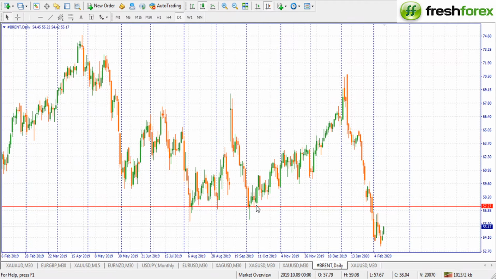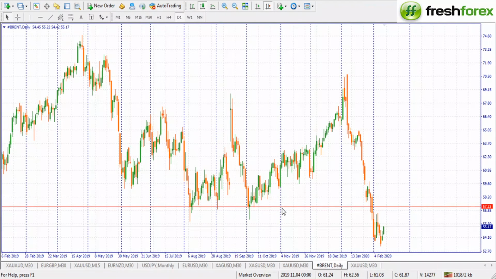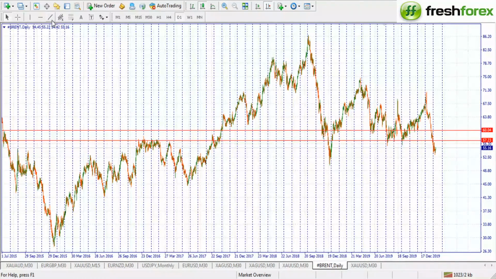If we are to sell it as I'm speaking, you need to wait for price to go up to 57.27. Have a pending sell limit here. Then have your stop loss above this level here. And then you should have your take profit around this level, this one.